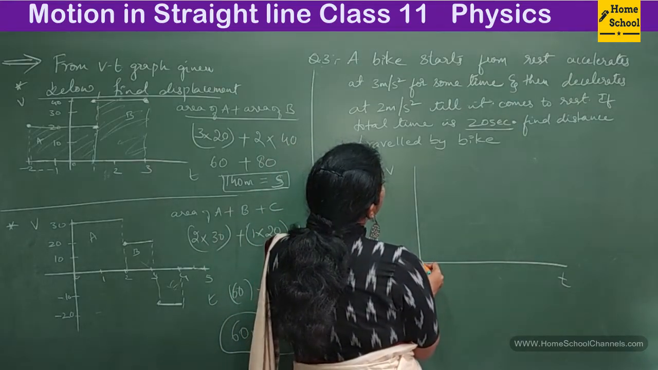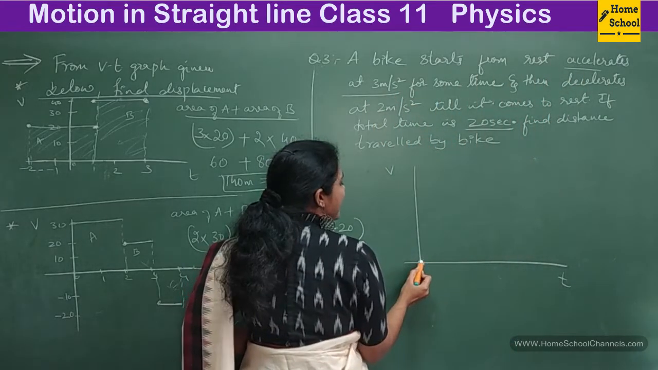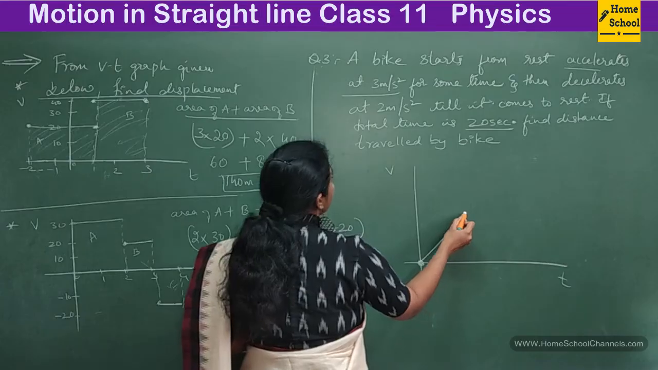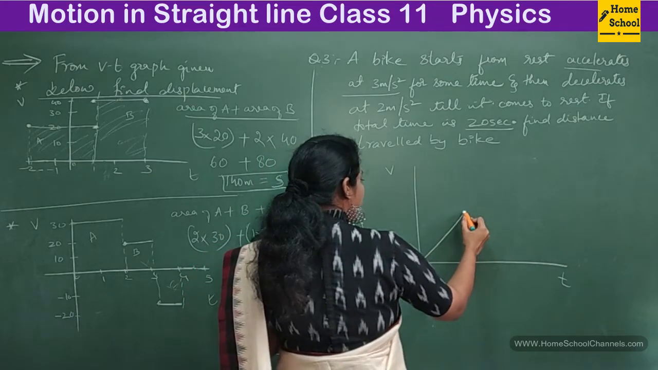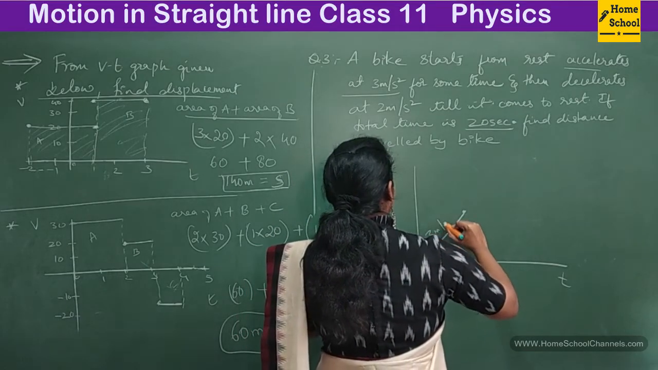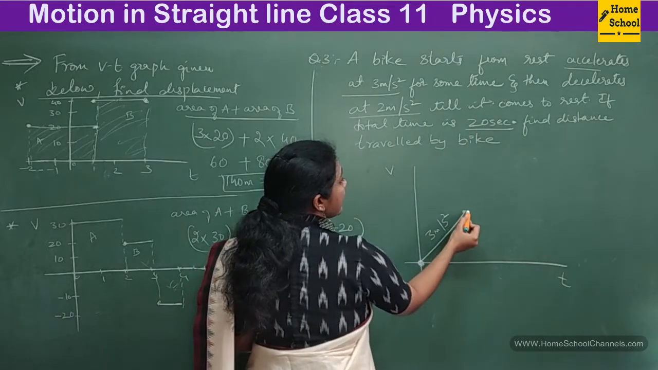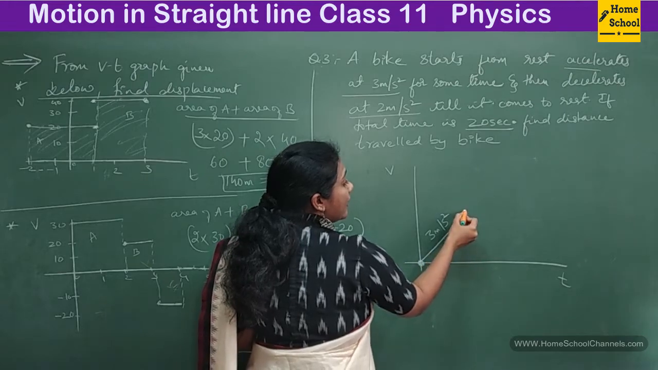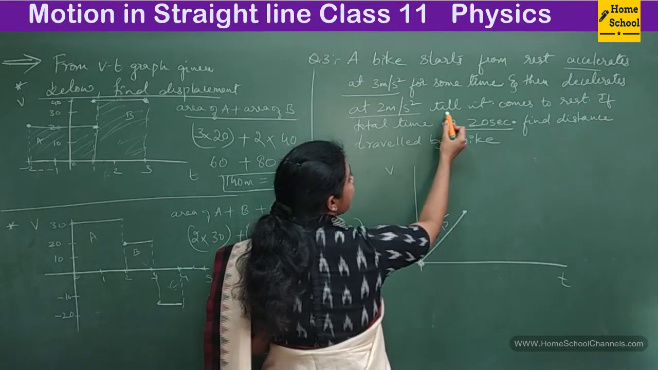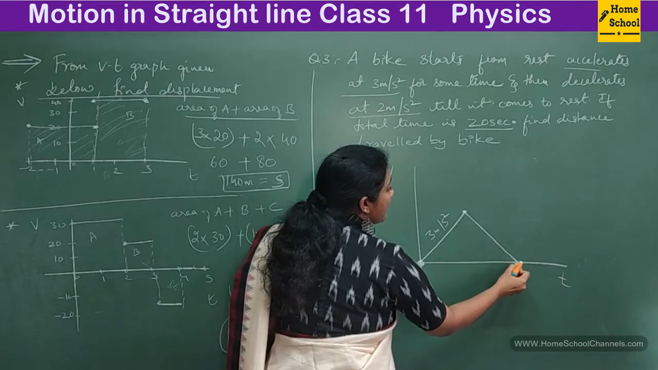Okay, so this bike from rest accelerates at 3 meters per second square. Accelerating means what? Increasing velocity. So you will get a straight line, something like this. So what is its acceleration? That means this line's slope, they have given it. This line's slope is 3 meters per second square. Then decelerates at 2 meters per second square. Decelerates means the object is slowing down. It decelerates, decreasing velocity until it comes to rest.